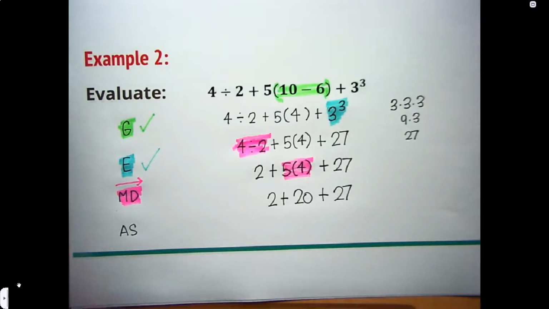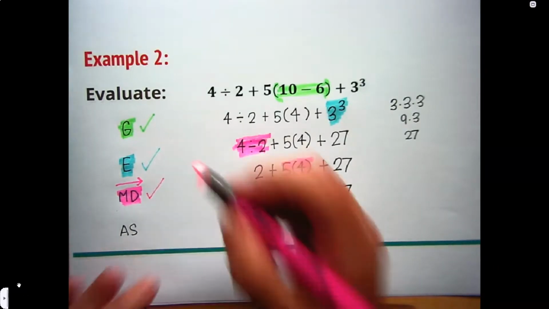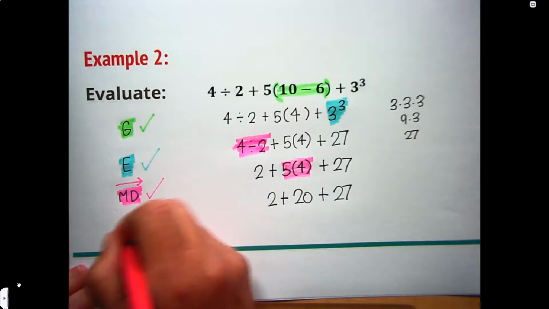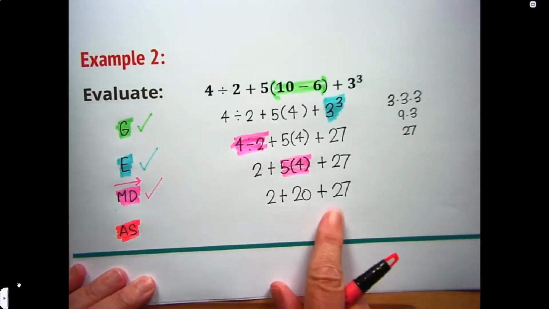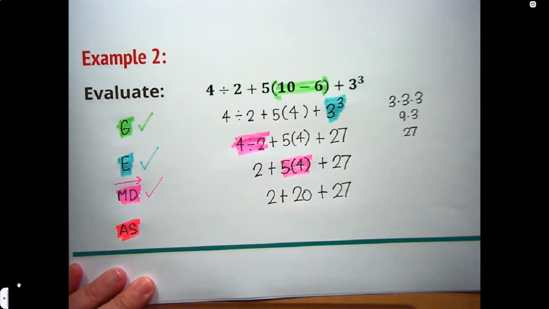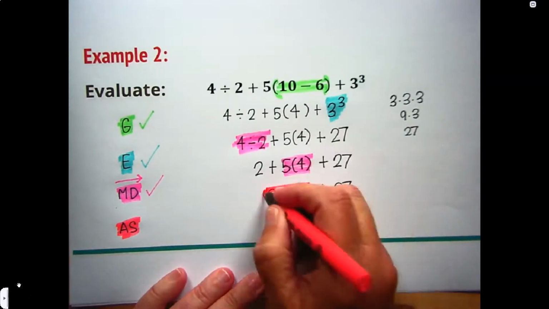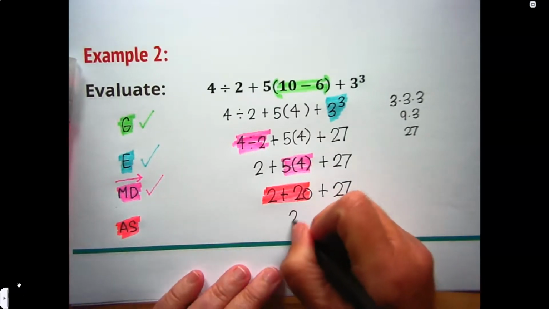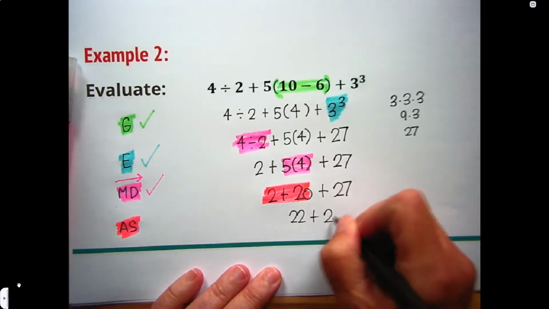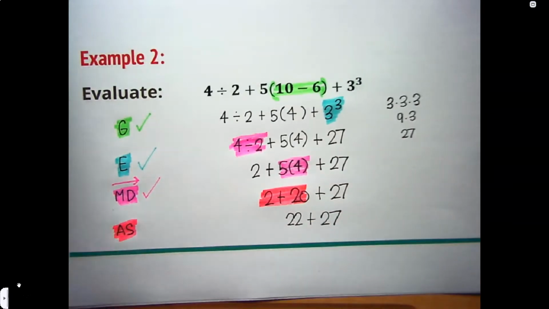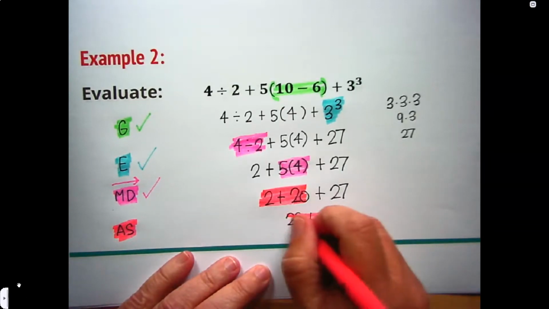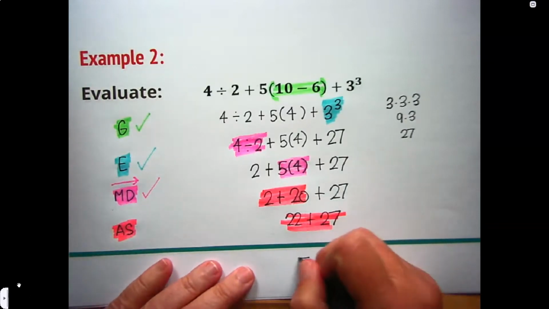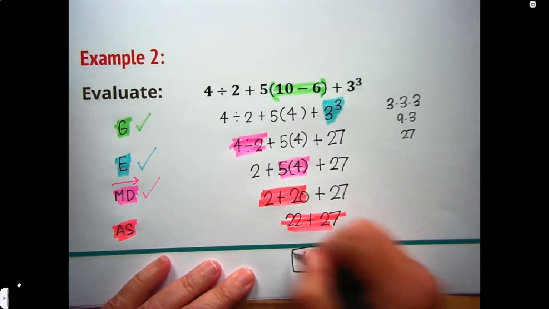All right, you can see now that all the multiplying and dividing is done. So check that off, and we're down to our last step. We're going to add and subtract. In this case, notice we have only additions. You're going to work left to right. So the first addition is the 2 plus the 20. That gives you 22 plus 27. And then we do our final addition. 22 plus 27 is 49. So the value of this expression is 49.